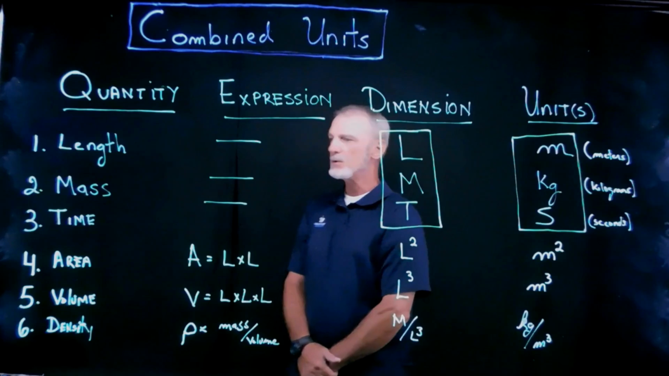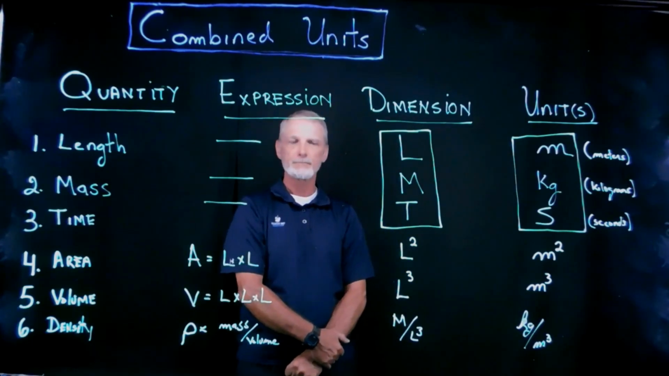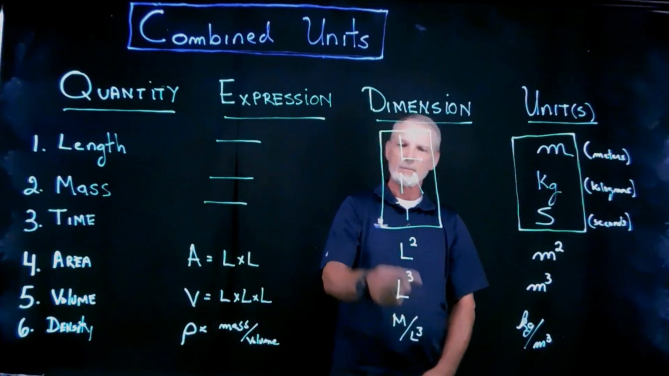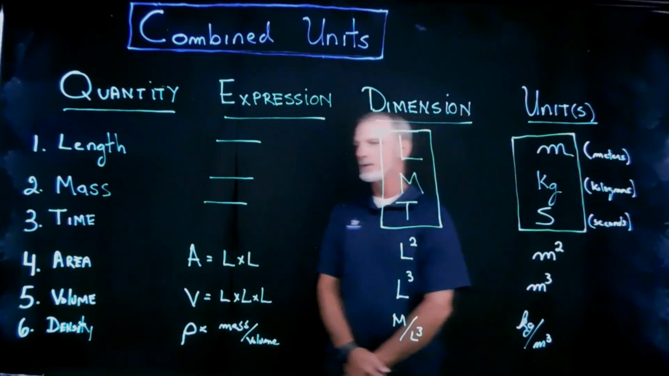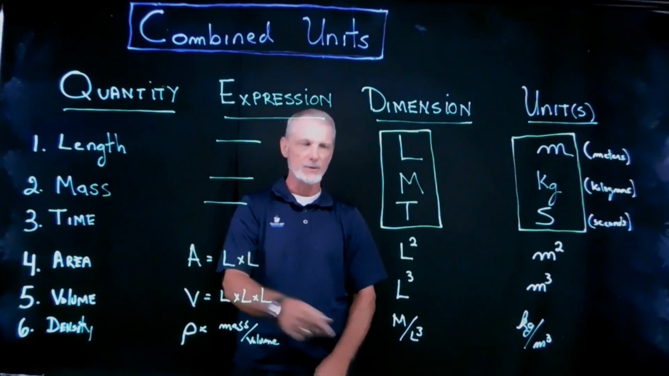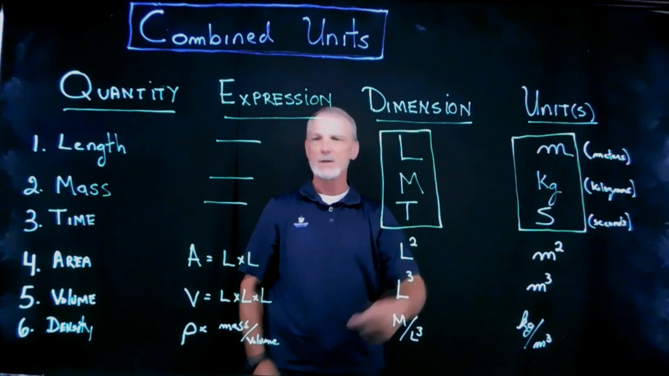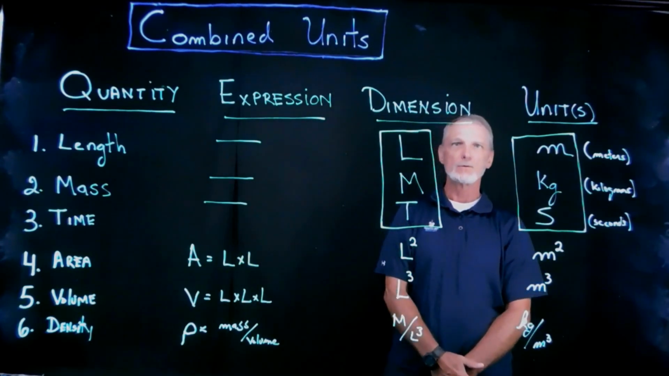Our first combined unit is area. Area can be found as a length times a length, and therefore its dimension is L squared, and its units are meters squared. Volume is found as a length times a length times a length, and therefore its dimension is L cubed, and its units are meters to the third.